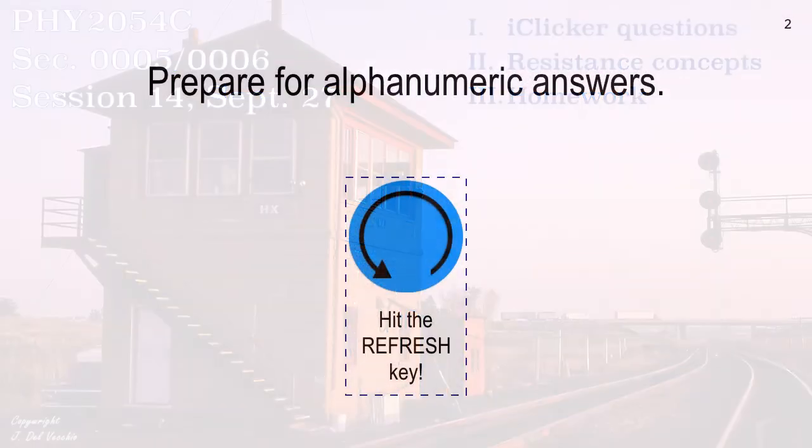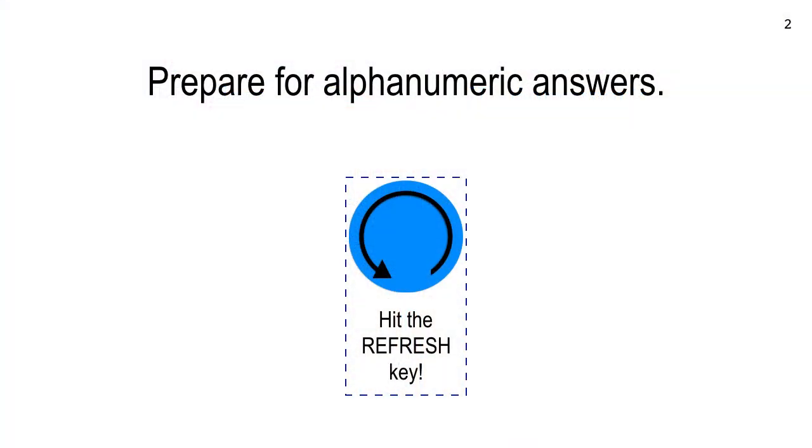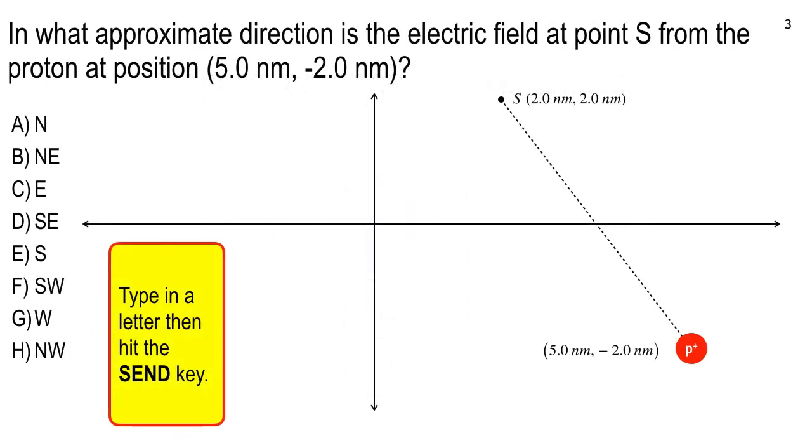Now, go ahead and turn on your clicker. Hit the refresh. We're going to do alphanumeric questions. Here's your first question. I hope this is becoming familiar to you. Short answer, type in a letter A through H and then hit the send key.